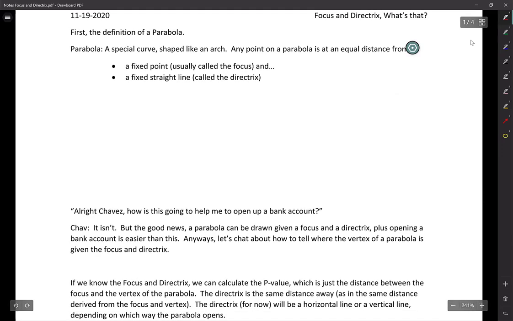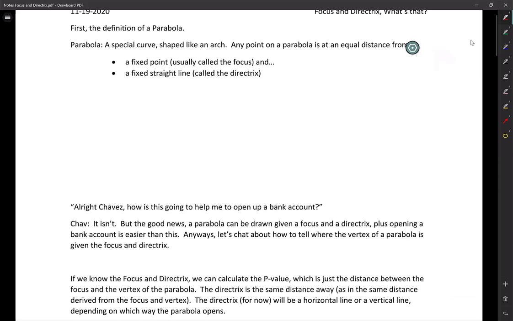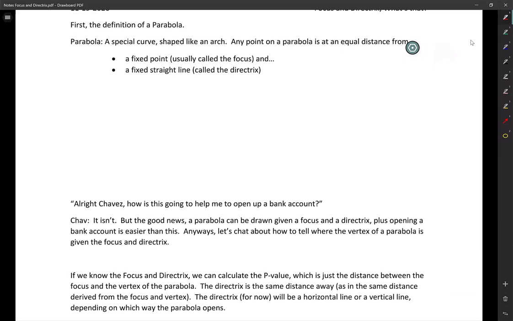This is the true definition of a parabola. A special curve shaped like an arc. Any point on a parabola is an equal distance from a fixed point called the focus and a straight line called the directrix. How does it look visually? I don't have to draw an X and a Y axis. I'm just going to draw a parabola.